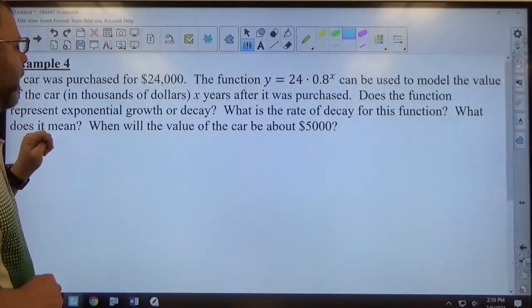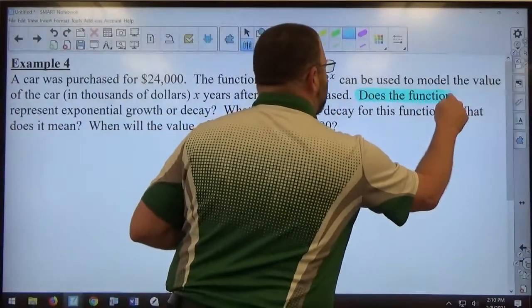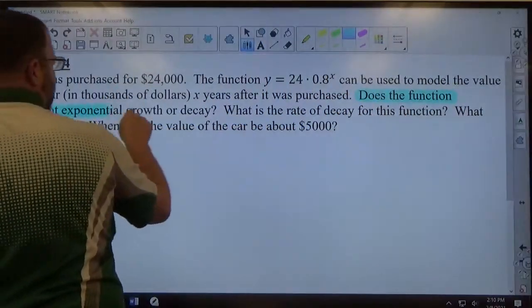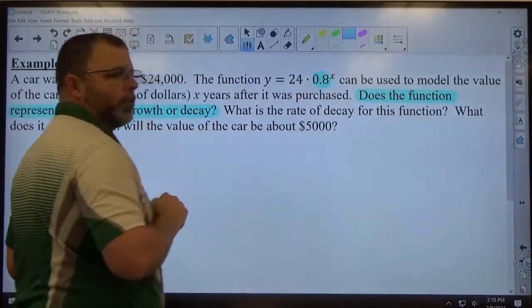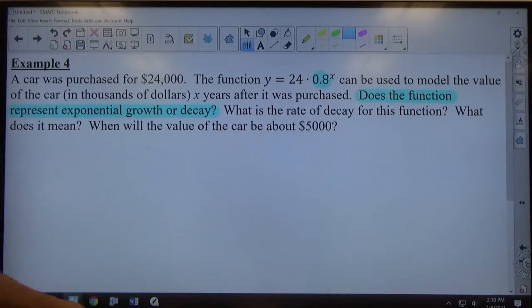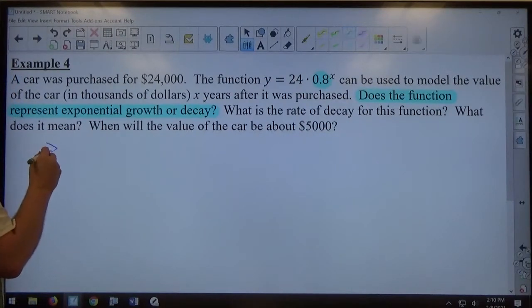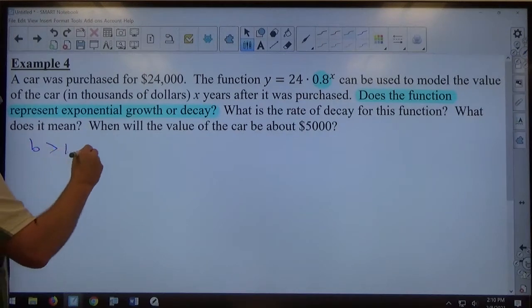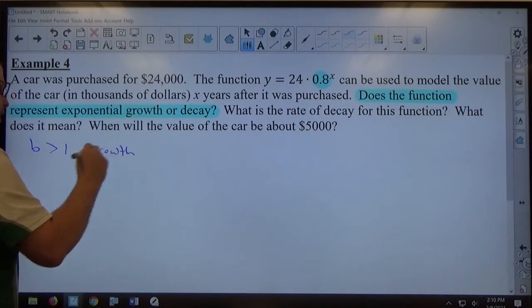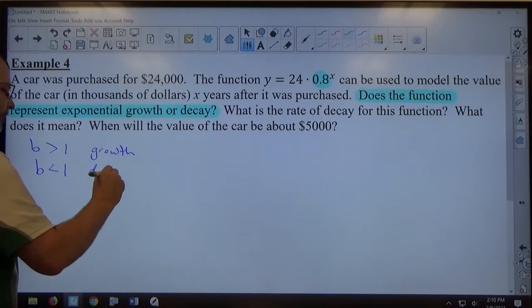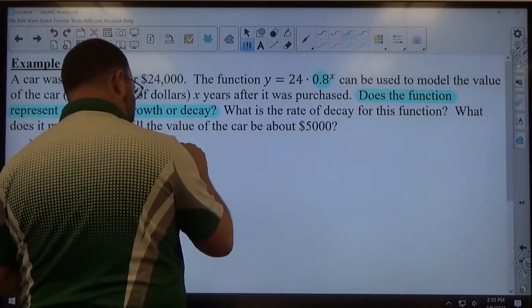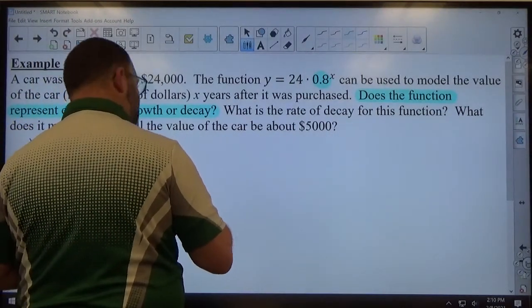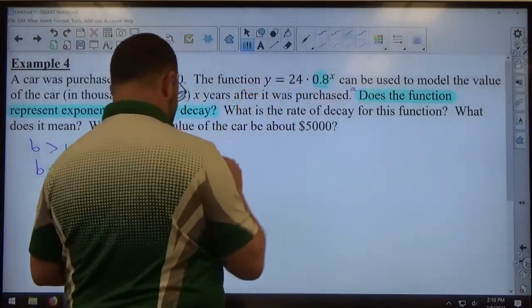Okay? So first question says, does this function represent exponential growth or decay? The place I look to answer that question is right here. What's being raised to a power? If B is bigger than 1, it's going to be growth. If B is less than 1, it's going to be decay. So 0.8 is less than 1, so it's decay, right? So question A, I'll put A, B, C, and D here. Question A, which is right here, it's decay.